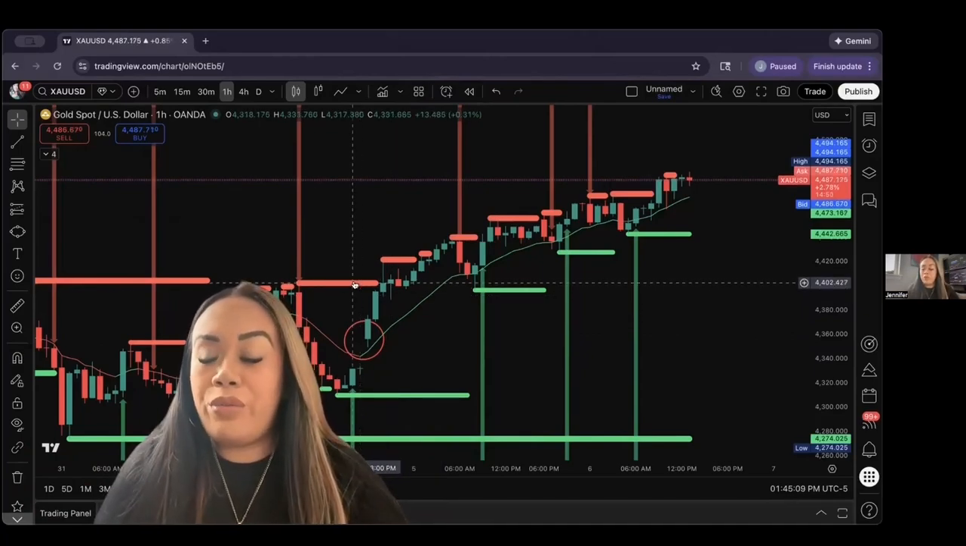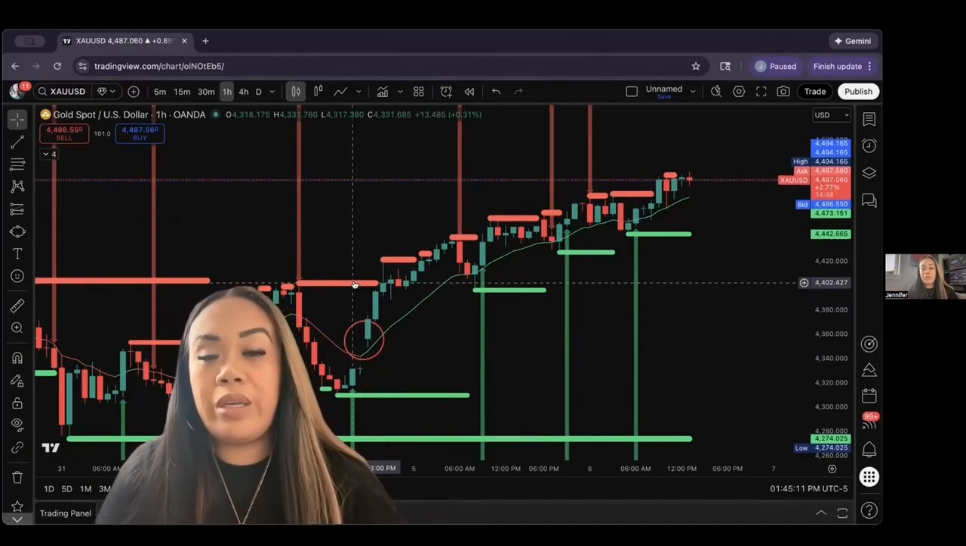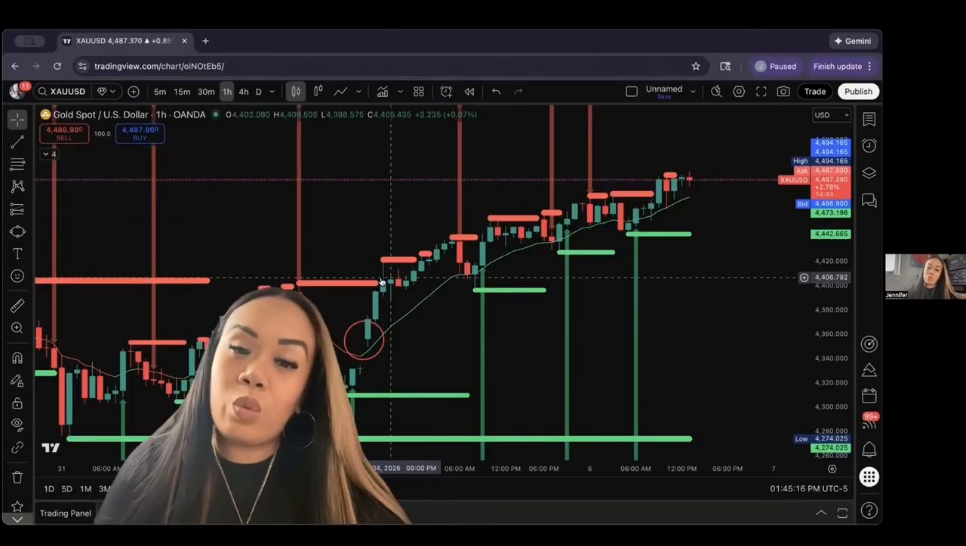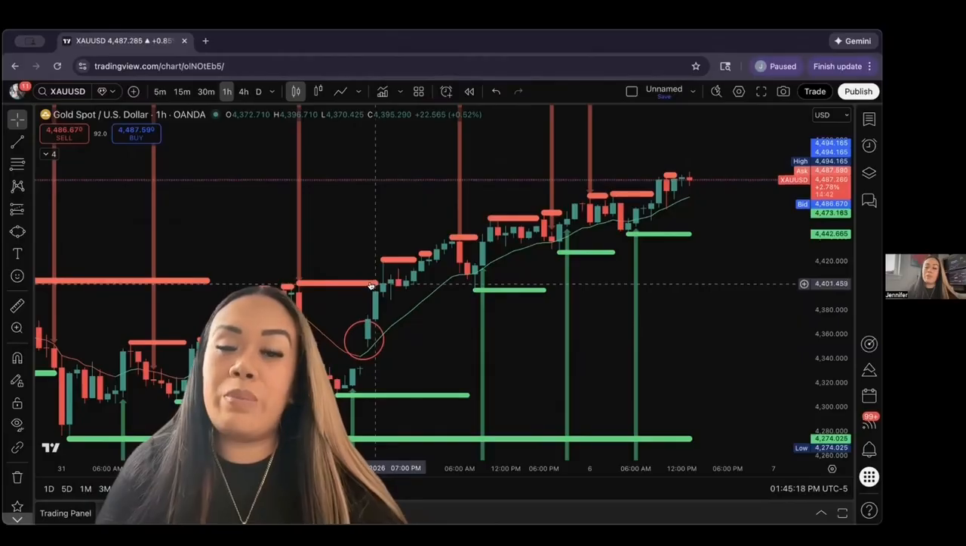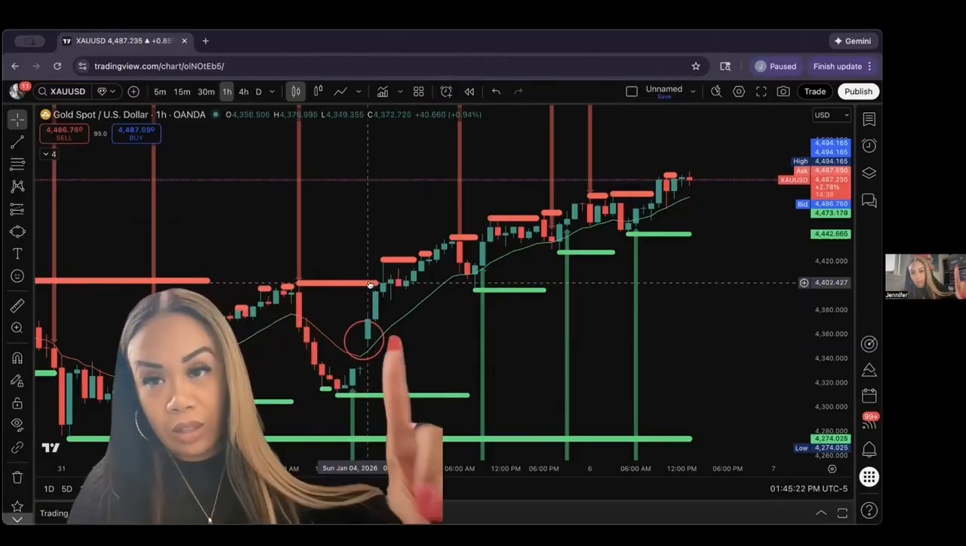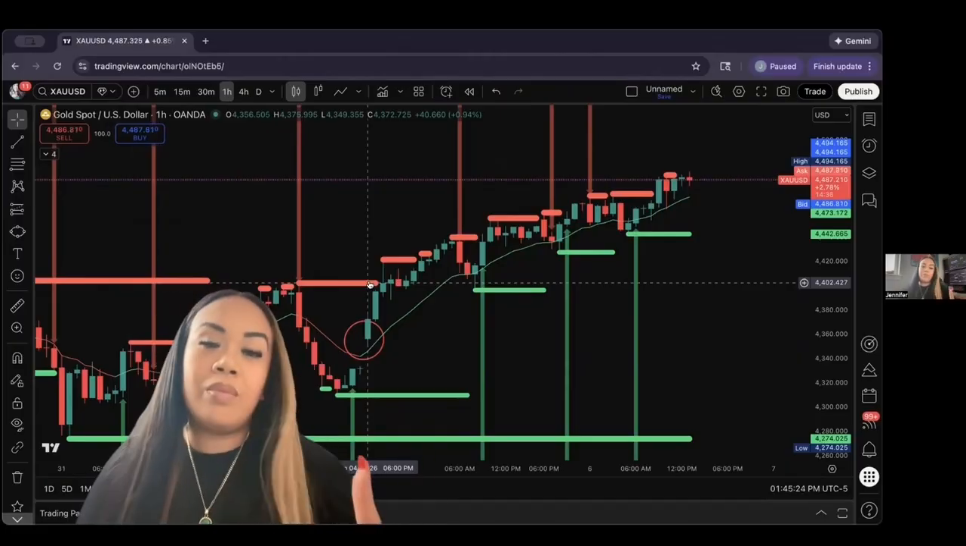Once you take profit out of your 4,400 position right here, or perhaps you're just holding on and trying to see if it's going to break that resistance, what happens when it breaks that resistance? That's an extra confirmation that the market is still going to be pumping up.